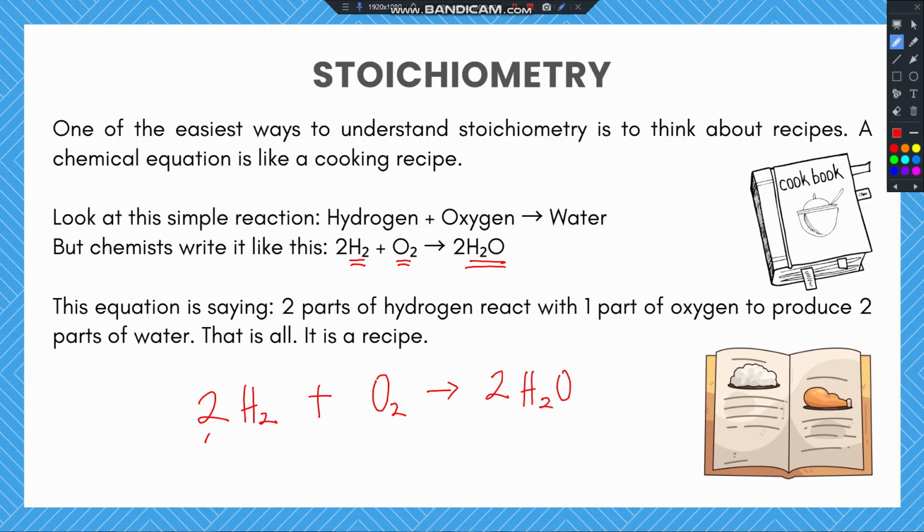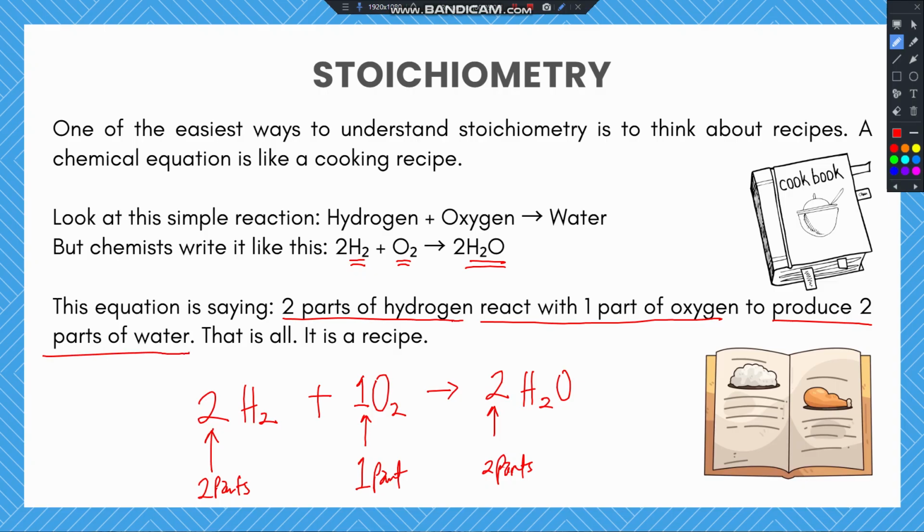There is a coefficient of 2, which tells us that we have 2 parts of hydrogen. There is no number standing in front of oxygen. However, we know that this automatically means there is a number 1 there, because anything that goes by itself is 1. So we have 1 part of oxygen, and then we have 2 parts of water. From this chemical equation, we can safely say that 2 parts of hydrogen react with 1 part of oxygen to produce 2 parts of water.